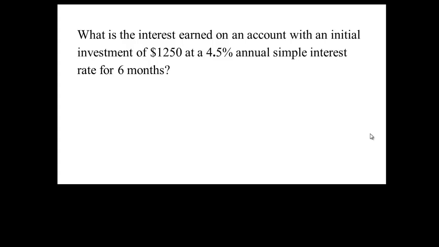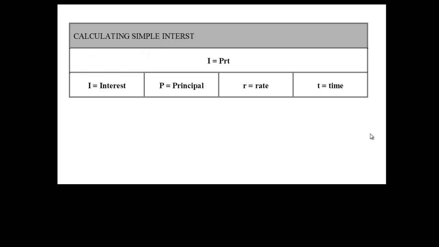Let's look at the question, what is the interest earned on an account with an initial investment of $12.50 at a 4.5% annual simple interest rate for 6 months? To find the interest, we want to use our simple interest formula, which is I equals PRT, where I is the interest, P is principal, R is the rate, and T is time. And most of this we have. Remember, the principal is the amount that we start with, or the starting value of whatever you're either loaning or investing in. Rate is the rate, and time is whatever's given to us.